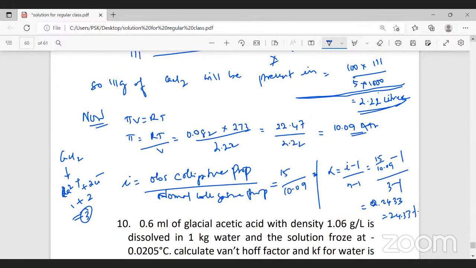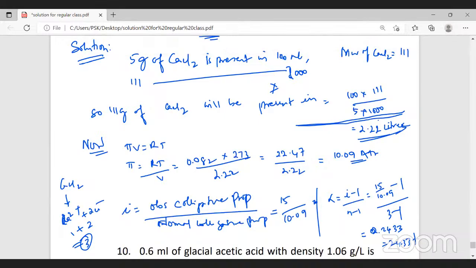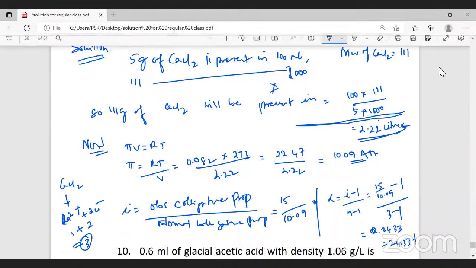Kindly just observe this form question. We'll work out one more problem now. Can we continue with the next problem? Yes, sir. Yes.